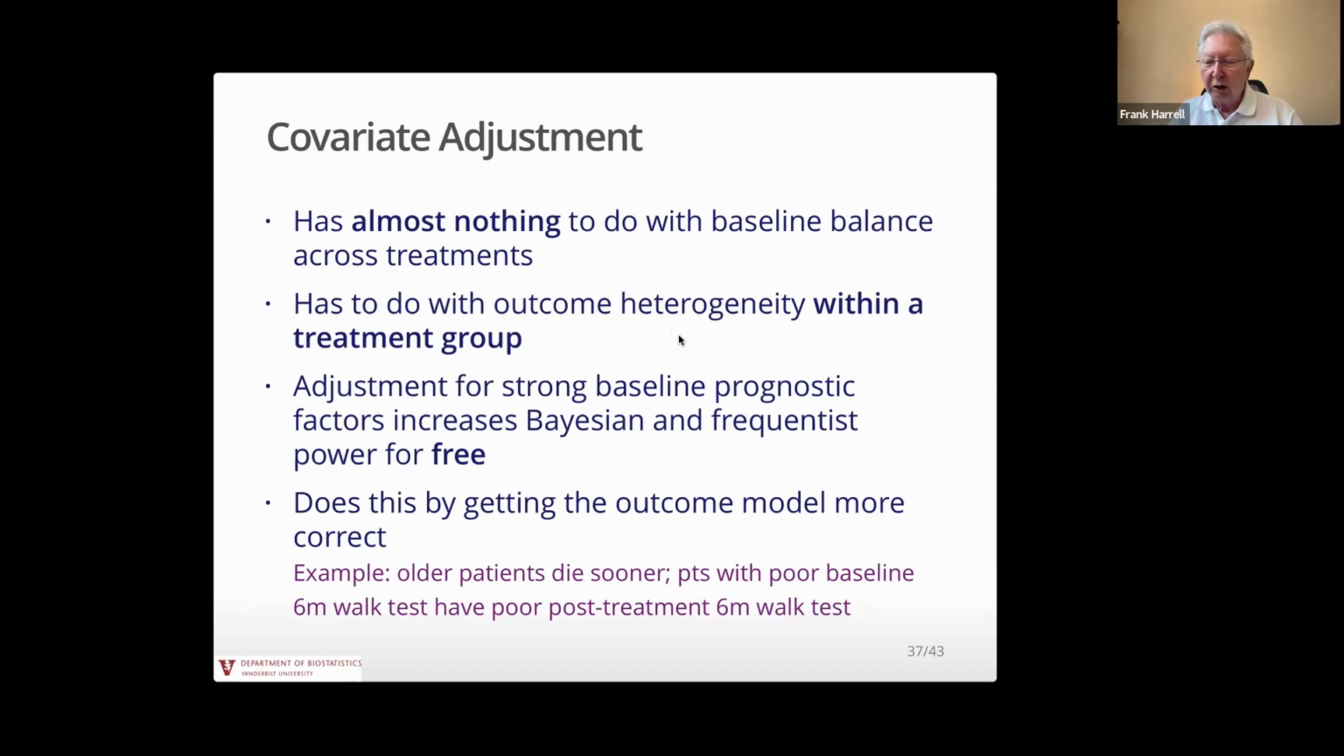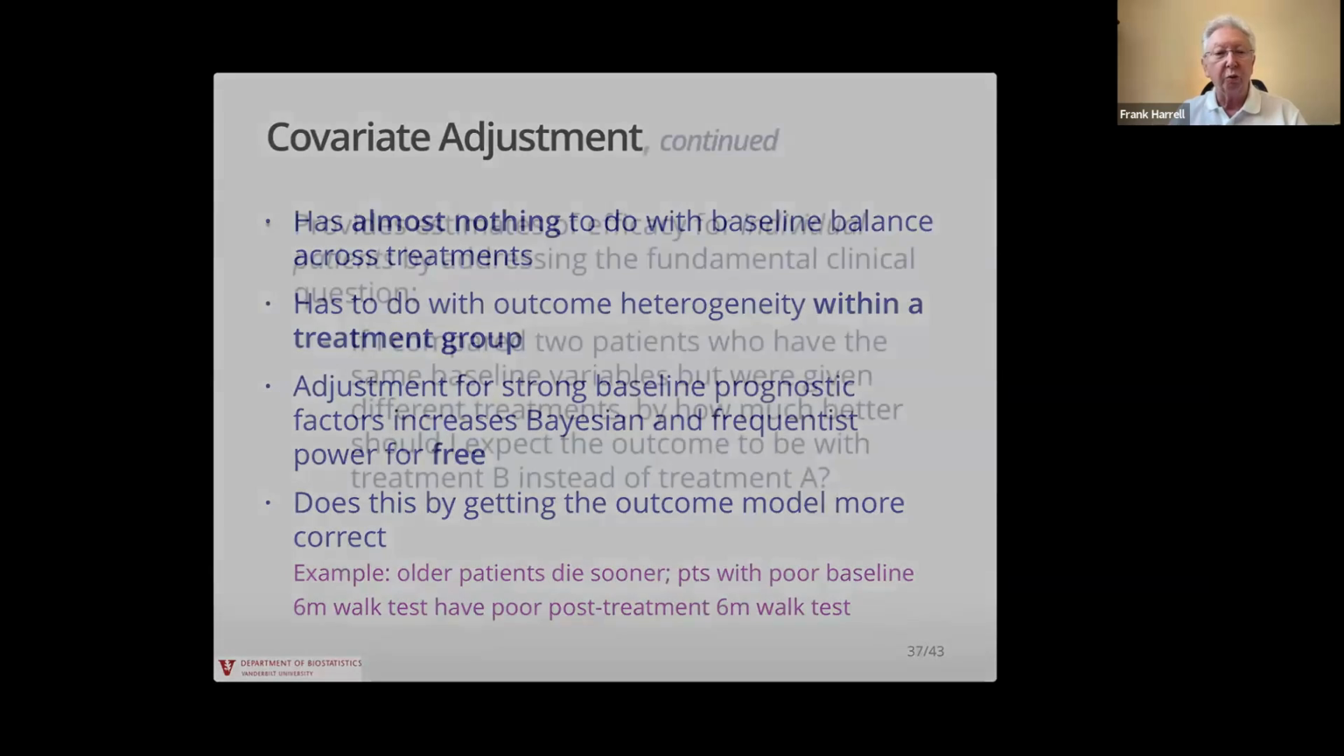It is stunning to me, and I almost pass out when I see a study that has patients who are between 20 and 90 years old, and the analysis doesn't recognize that older patients die sooner than younger patients. This is almost a criminal statistical analysis to not recognize this. So having a variety of ages in your study and not adjusting for age as a covariate means your outcome heterogeneity within a treatment group is massive. It's the same way if you have a 6-minute walk test and you don't adjust for the pre-treatment 6-minute walk test, you will lose a lot of statistical power, and you'll have to randomize a lot more patients.